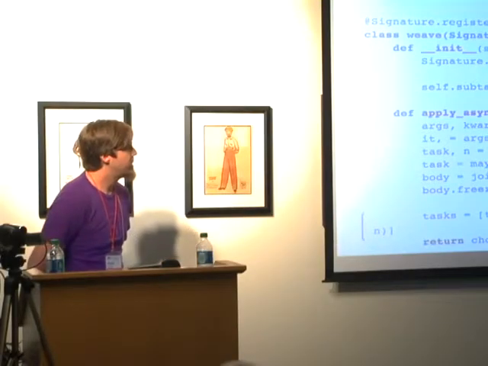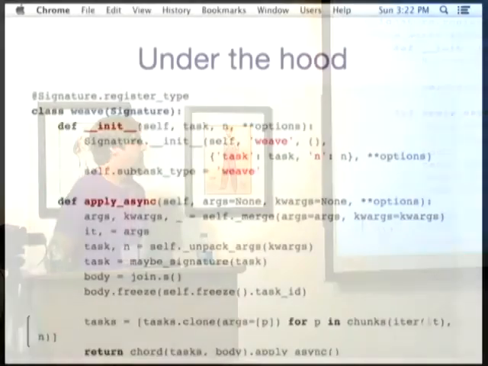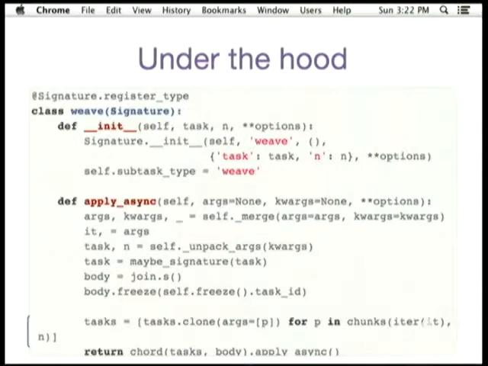So in my apply_async, basically what I'm doing is I'm taking an iterable from the args that I assume will be applied to the signature at some point later than its init, because I only take the task and the list size in the init.